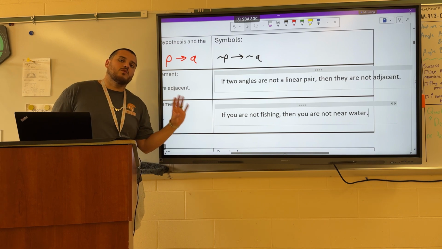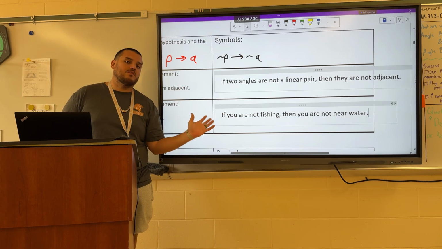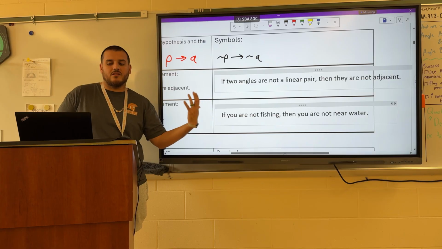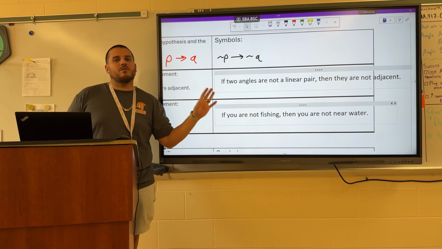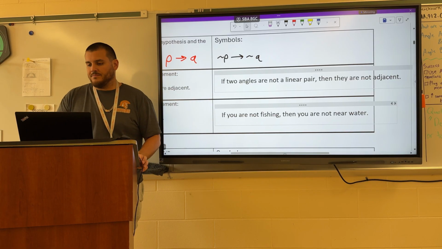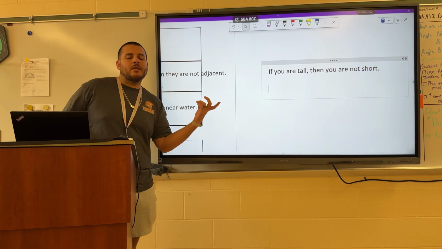Again, for the inverse, we're just negating. We're not flipping like we did for the converse. We're not exchanging the hypothesis and conclusion. We're just negating both of them by adding nots. I thought this would be important to share.